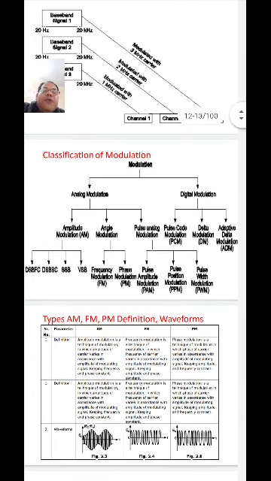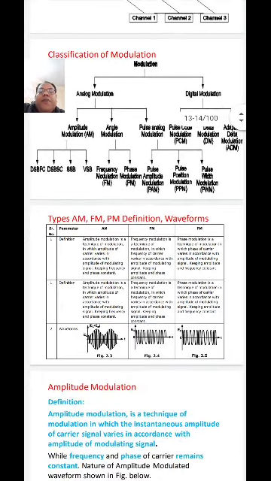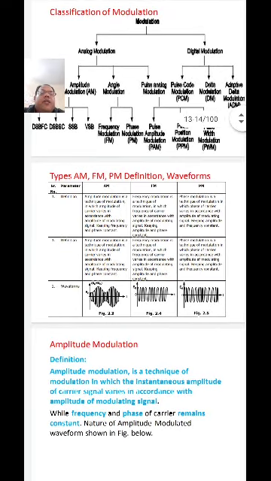Okay, digital modulation. The first digital modulation technique is pulse code modulation, then delta modulation, and adaptive delta modulation. Next: types of AM, FM, PM, their definitions and waveforms. We will see how they are divided, and their definitions and waveforms.